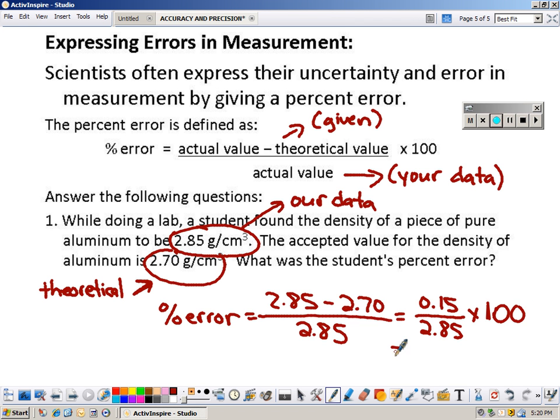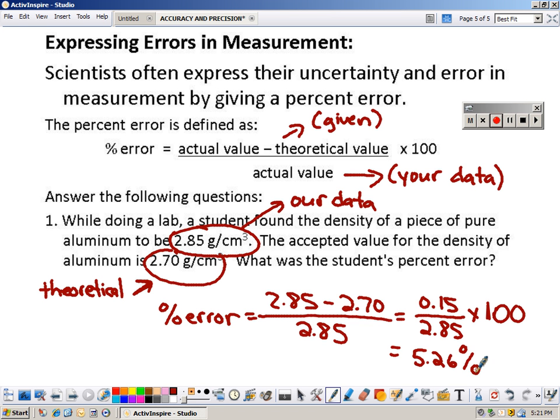error. So let's see what we get here. 0.15 divided by 2.85 times 100, 5.26%. And this is the percent error.